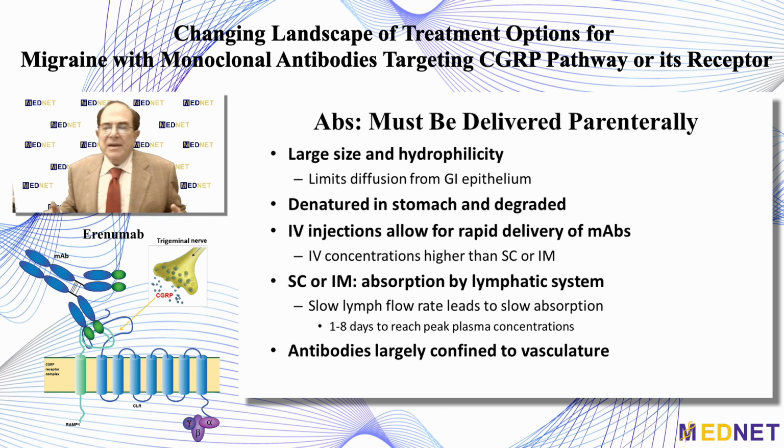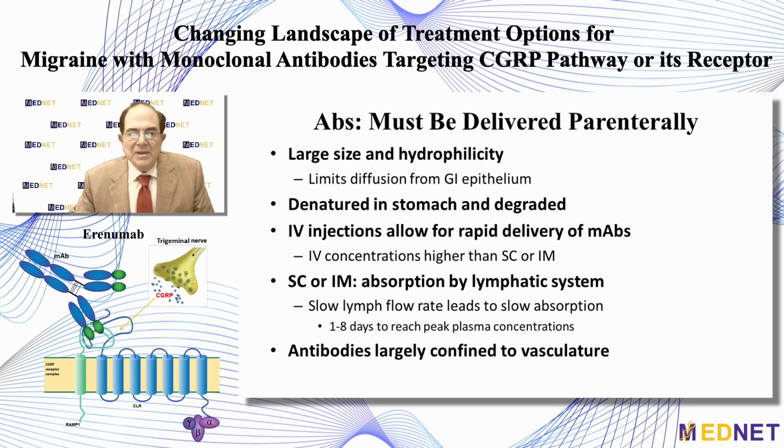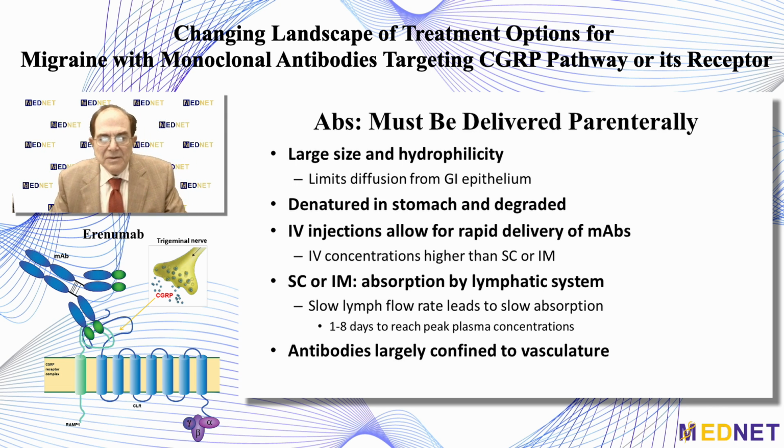What's important about antibodies, and different from small molecules, is that they have to be given parenterally. They're big. They can't diffuse out of the stomach. They're denatured in the stomach and degraded. If you give it intravenously, you get rapid delivery. If you give it subcutaneous or IM, it's absorbed by the lymphatic system, dumped through the thoracic duct, and it takes up to a week to reach maximum concentrations. And antibodies are largely confined to the vasculature and in general do not pass the blood-brain barrier.